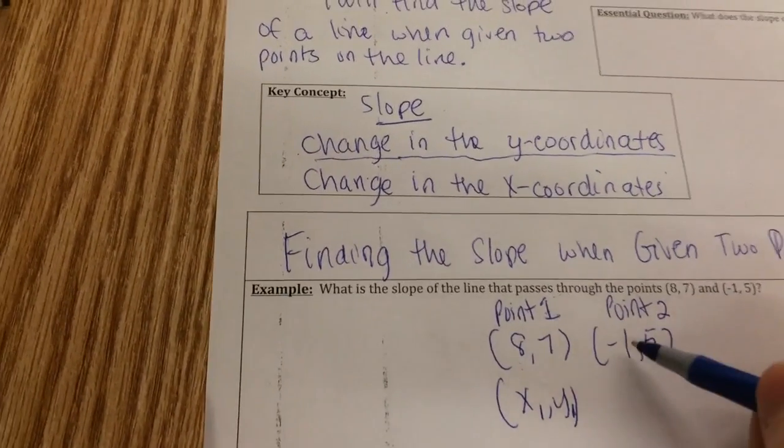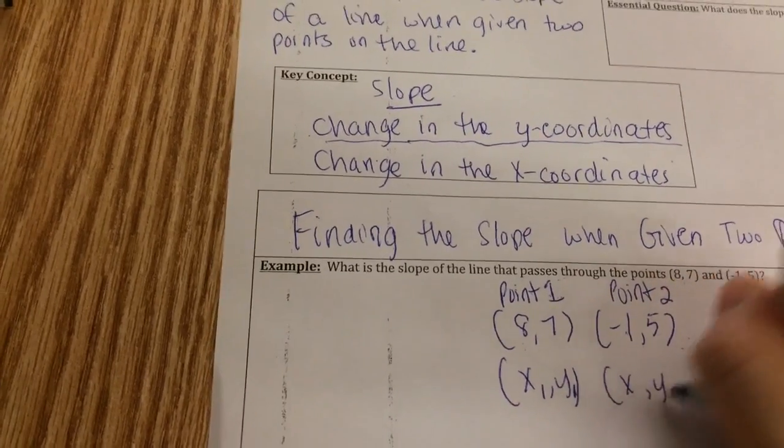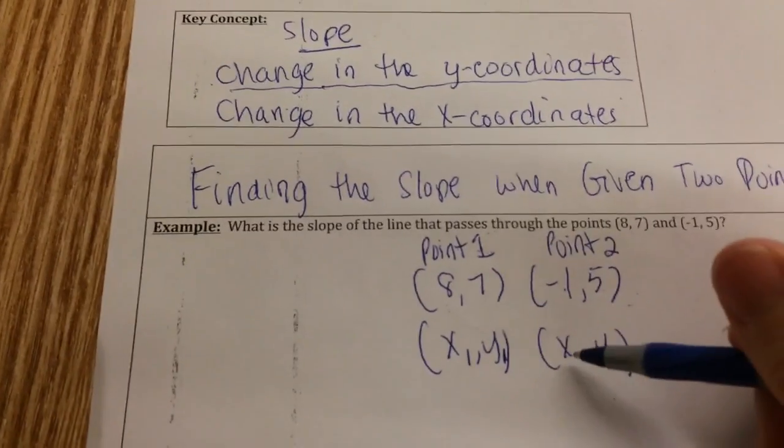Our second point has an x, y value. So let's label it our x and our y. But since it's point 2, we're going to label this x2, y2.